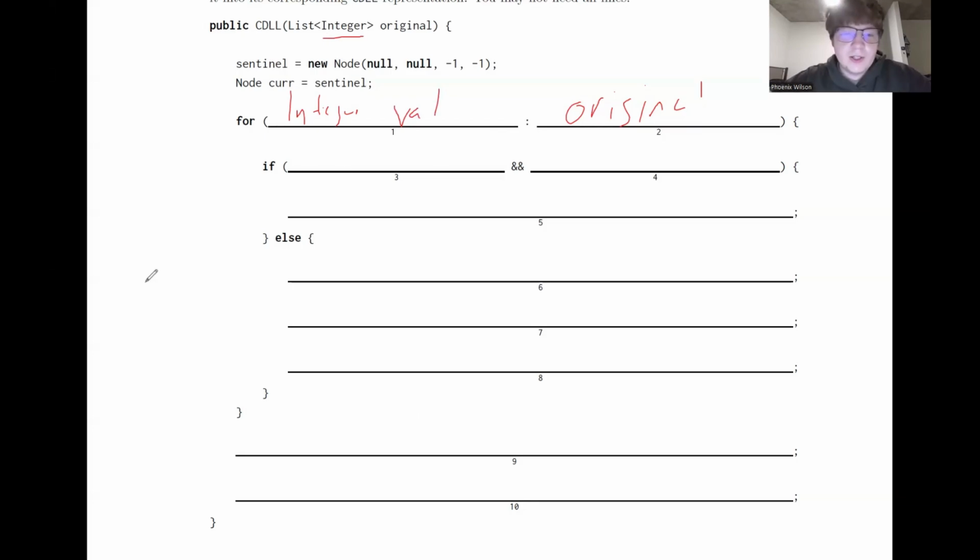Okay, and now our two cases were, well, if the element matches our current element's value, then all we have to do is increment the frequency, right? So it's more likely to be this case here. So maybe we'll say if val is equal to the current node's value, well, then all we have to do is increment the current node's frequency.